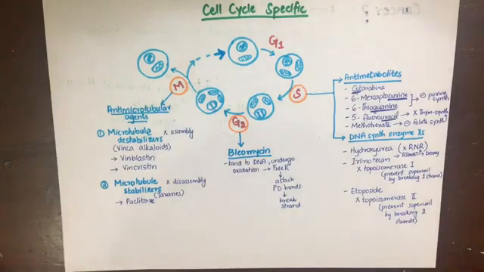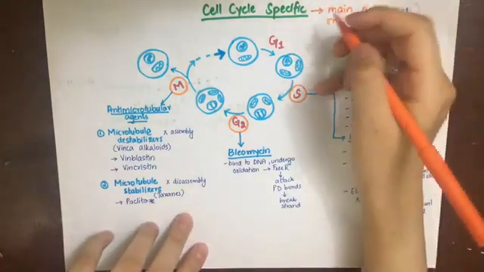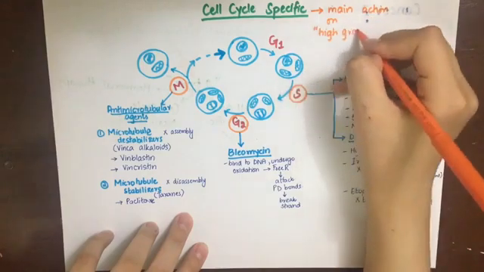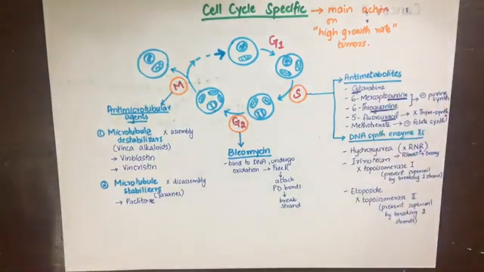Now, the cell cycle specific drugs are mainly active against those tumors which have an increased growth fraction, such as the blood cell tumors, that is leukemias.